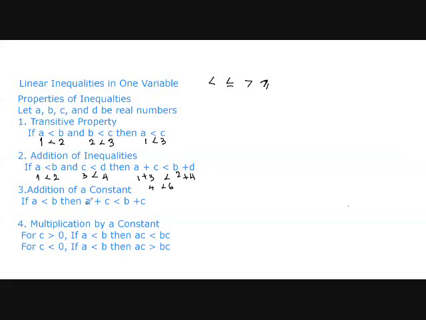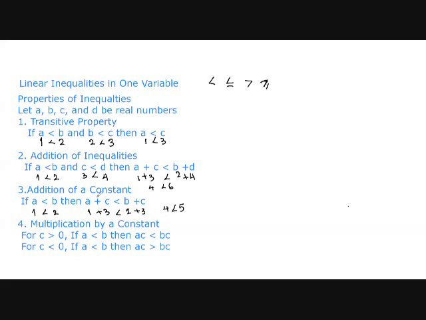Okay. And the next property is addition of a constant. If a less than b, then a plus c less than b plus c. For example, if our a is 1, less than b equal to 2, then a plus c less than b plus c. That means we add the same number to both sides, right? For example, a is 1, let c equal 3, and then our b is 2, c is 3. So this, of course, should be less than, right? So we have 4 less than 5.